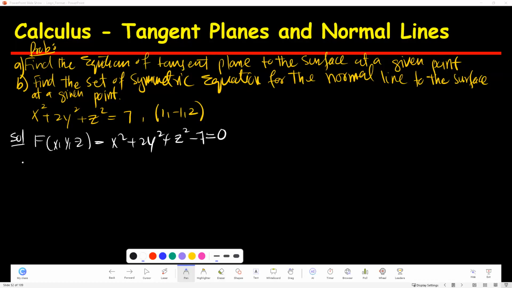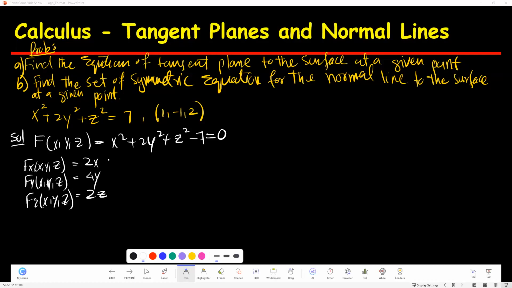Now I'm going to be taking fx, fy, fz. So fx at x, y, z, and fy at x, y, z, and then fz at x, y, z. Let's do all three simultaneously. The first one will be 2x. The other one with respect to y will be plus 4y. And the last one will be just 2z.